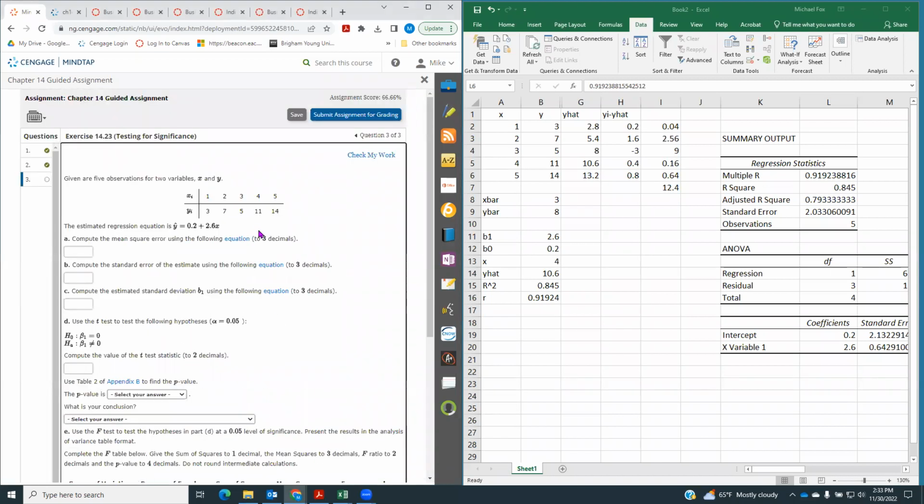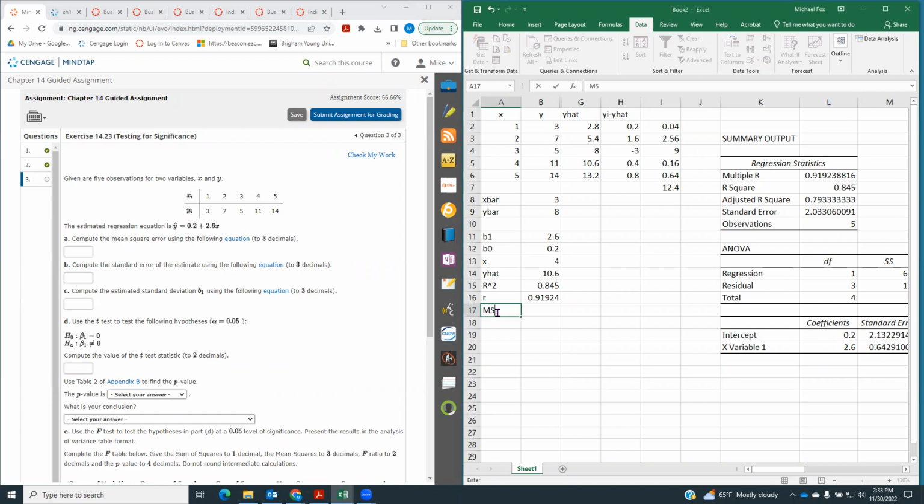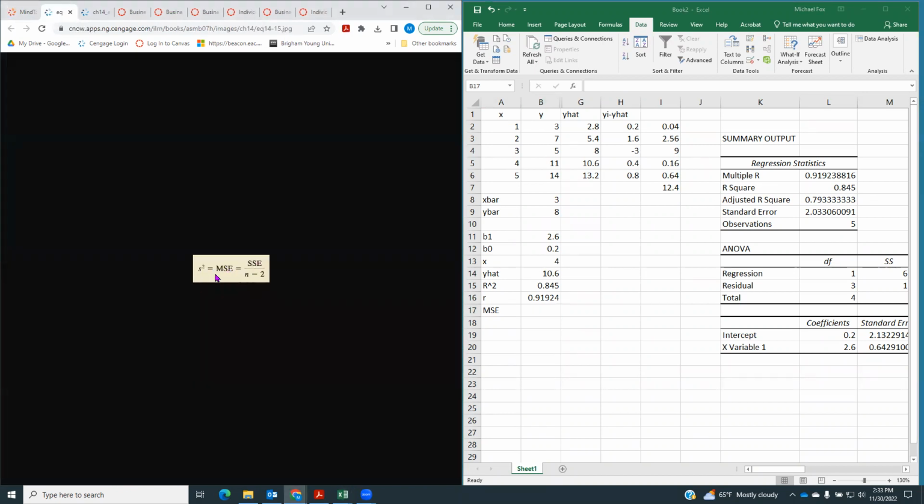All right, number 3, again, we have the same numbers here, 5 observations, X and Y. It gives us a regression equation. Now it wants us to compute the mean square error, MSE, using the following equation. So again, I'll show you how to do it, and then I'll show you where it comes in this regression output. If we look at the equation, the mean square error is just the SSE, the sum of squares error, or what we call sum of squares residual, over n minus 2.